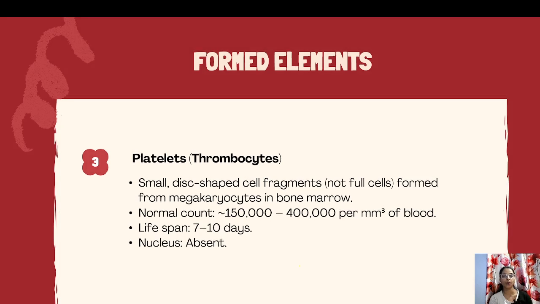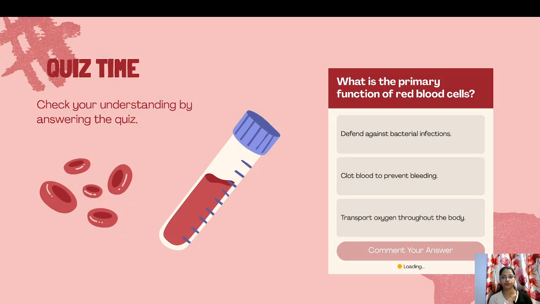The next component of formed element is platelet, which is also called thrombocyte, and these thrombocytes are small disc-shaped cell fragments, and they are formed by megakaryocytes in the bone marrow. The normal count of platelets is 1,50,000 to 4 lakh platelets per cubic mm of blood, and the lifespan of platelets is 7 to 10 days. And here also, in case of platelets, the nucleus is absent. In RBC, the nucleus is absent, and in WBC, the nucleus is present, correct?